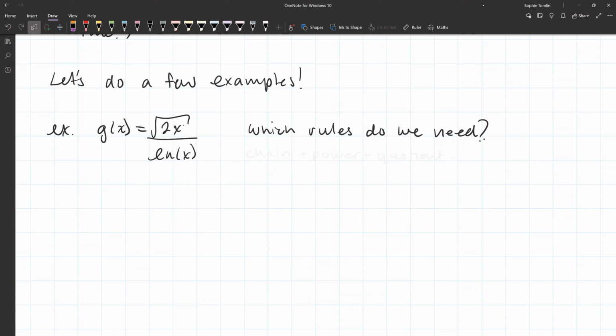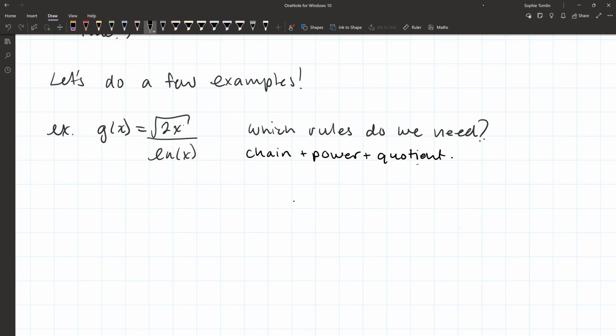So now we're going to go through a couple examples of derivatives before we move on to integration. Here we have a function g of x, which is equal to the square root of 2x divided by ln of x. We have a couple of rules that we need to use: the chain rule, the power rule, and the quotient rule. That might sound like a lot, but don't worry, we'll figure it out.